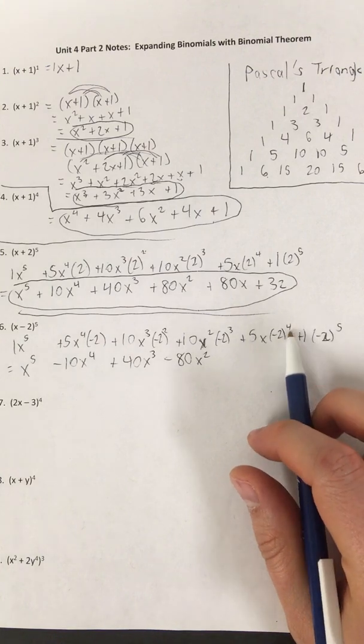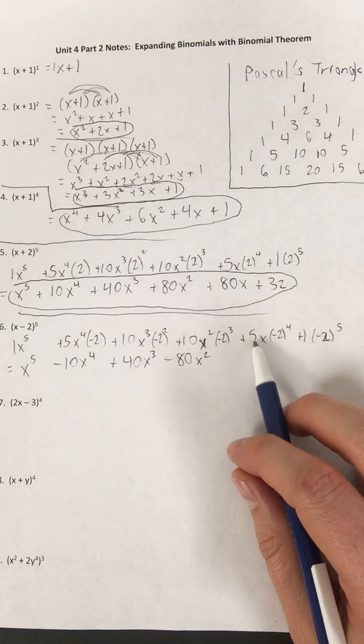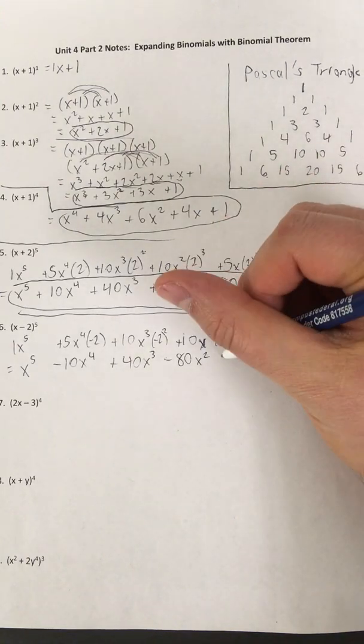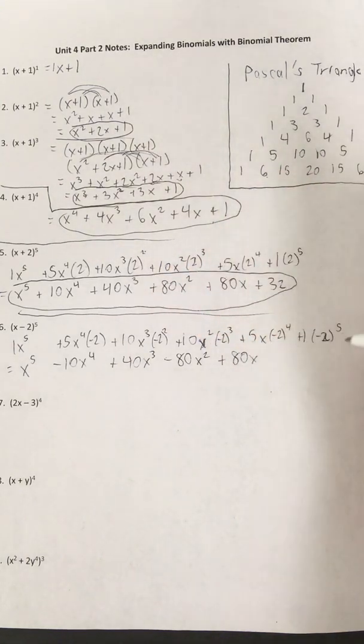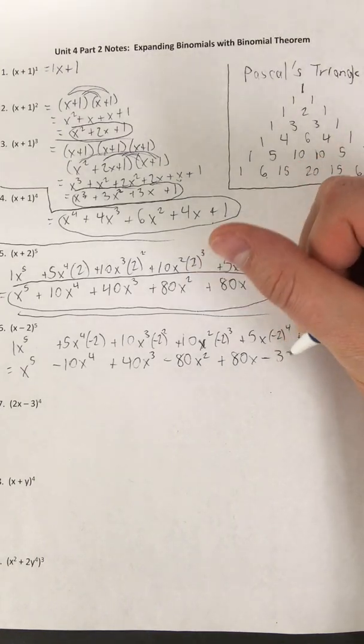And then negative 2 to the 4th, that's going to be a positive. Positive 16 times 5, going to be a plus 80x. And then negative 2 to the 5th, that's going to be a negative. And negative to an odd power gives you a negative. Negative to an even power gives you a positive. So negative 32.